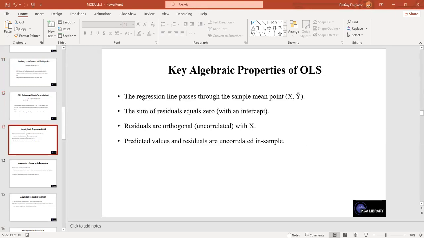Let's look at key algebraic properties of OLS. The regression line passes through the sample mean point. The sum of the residuals equals 0. The residuals are orthogonal to X, that is, uncorrelated with X. The predicted values and residuals are uncorrelated in the sample.